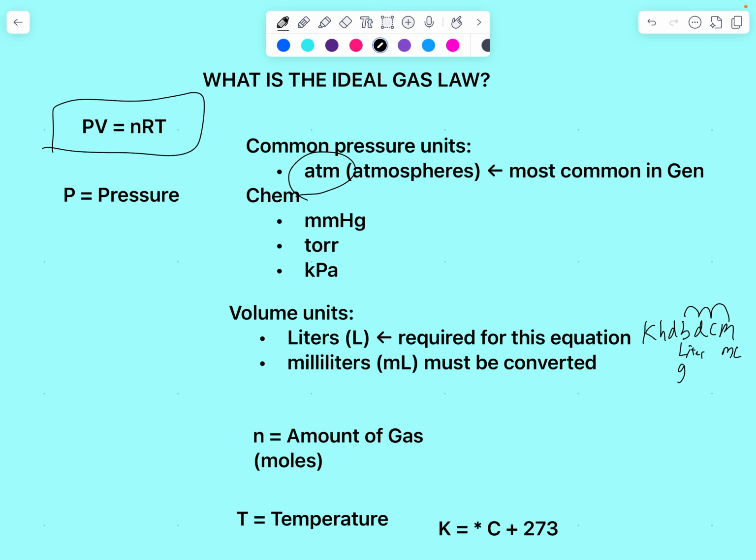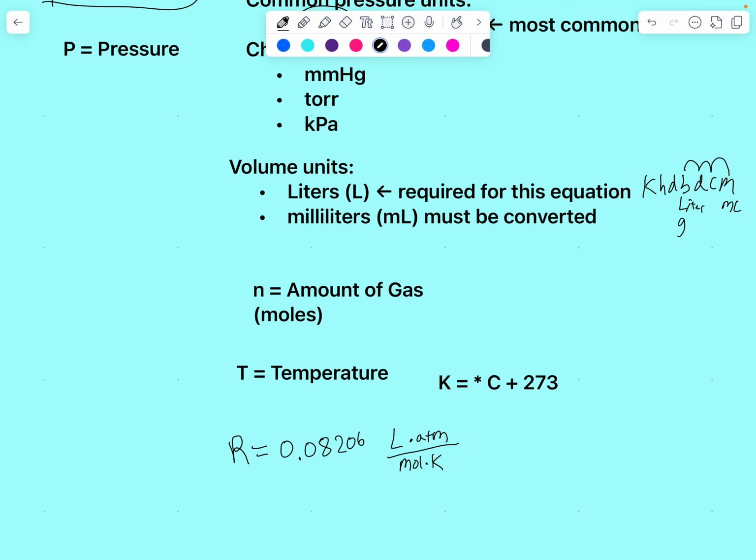All right, temperature. T is temperature, and this is extremely important. Temperature must always be in Kelvin, all right? And to get Kelvin, the formula is right here, you guys. It's degrees Celsius plus 273. If you use Celsius instead of Kelvin, the problem is wrong. Now you have a constant. R is a constant. This specific value of R is used only when pressure is in ATM, volume is in liters, temperature is in Kelvin, and amount is in moles.